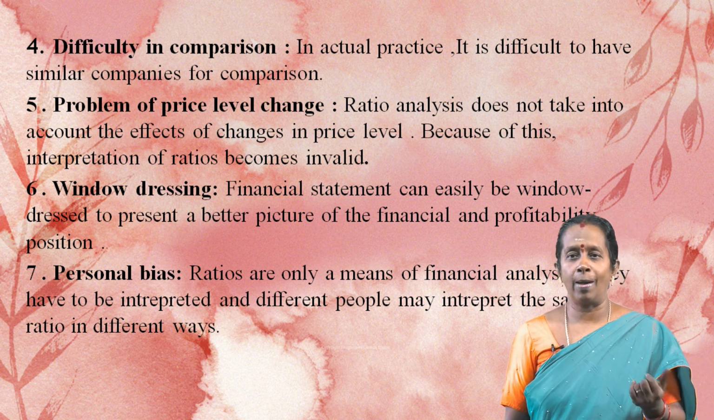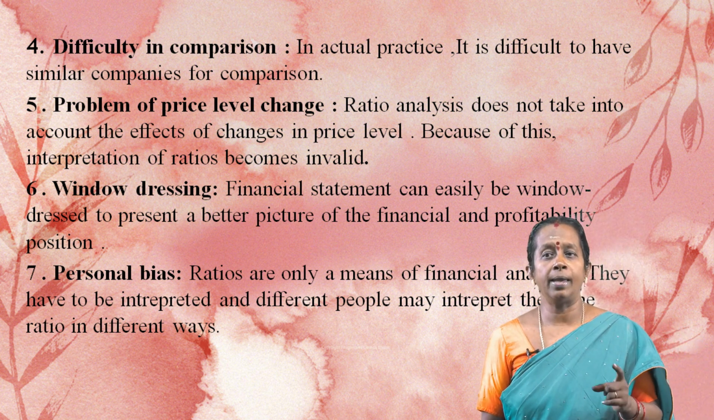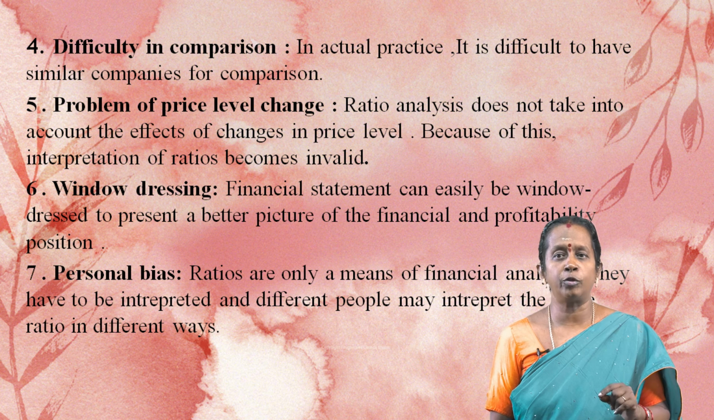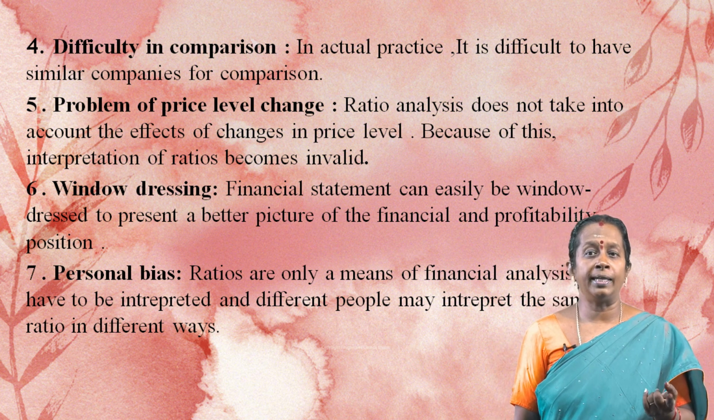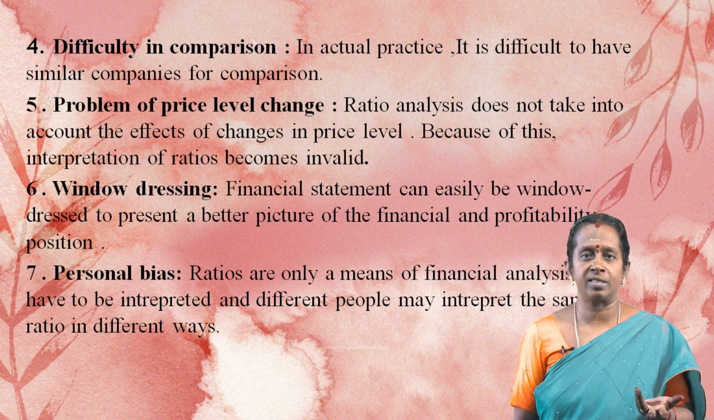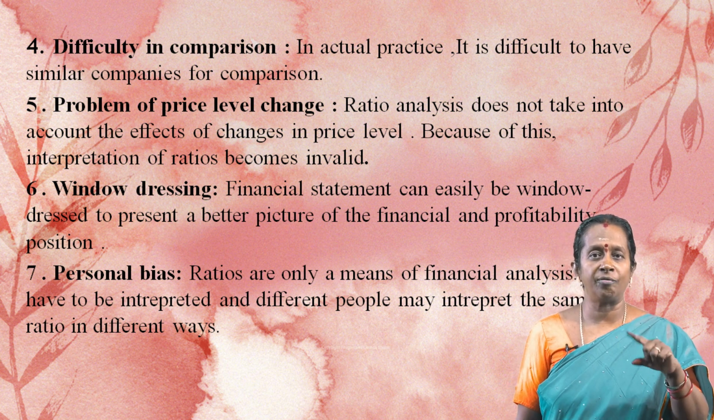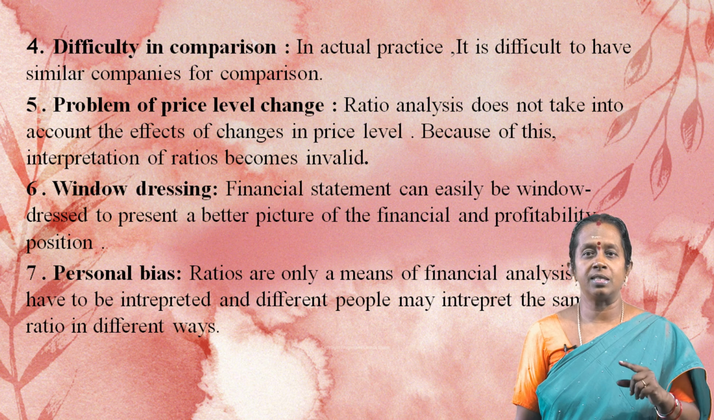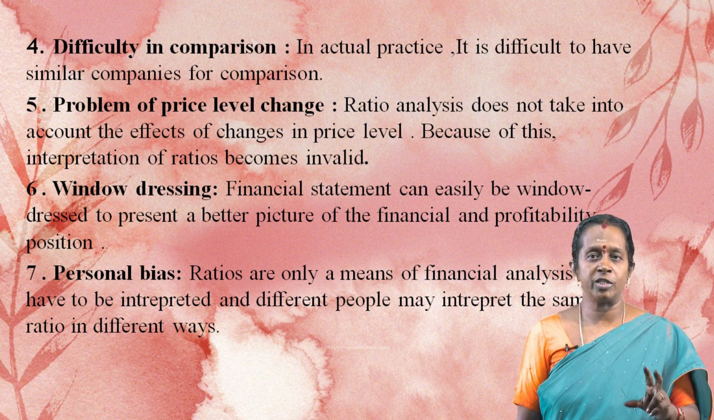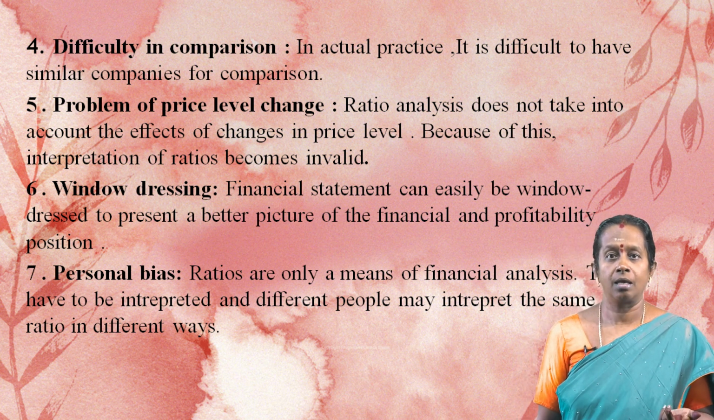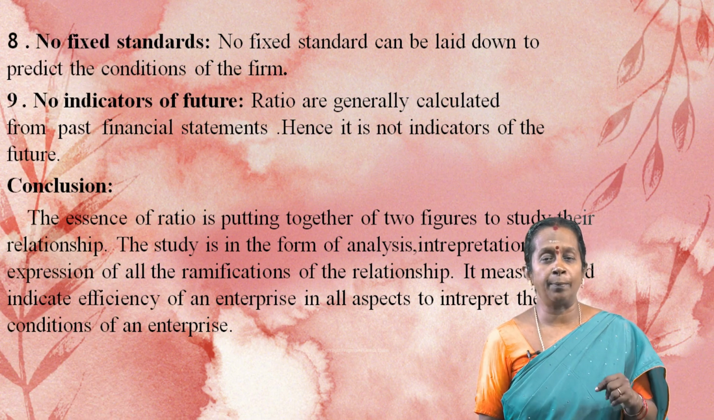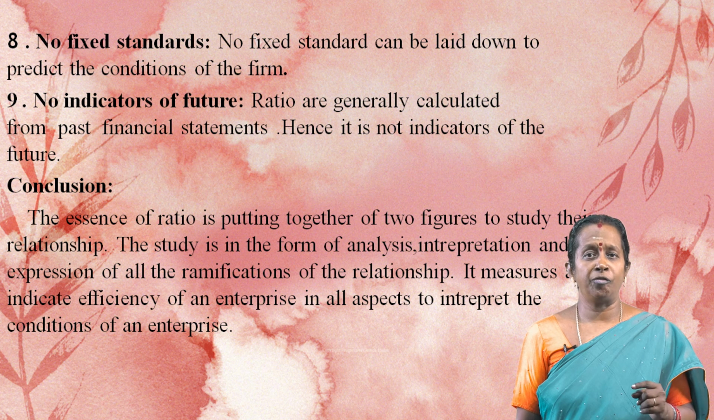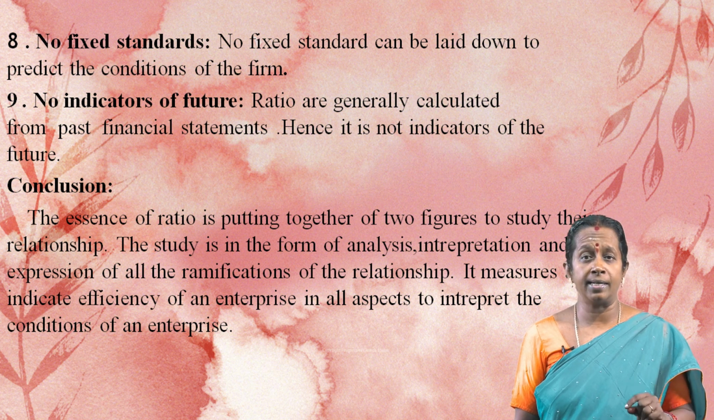Next one is personal bias. Here, ratios are only a means of financial analysis. They have to be interpreted, and two different people may interpret the same ratios in different ways. Hence, the assumptions vary from one person to another. This is considered the limitation with reference to personal bias. Next one is no fixed standards. No fixed standards can be laid down to fix the efficiency of the organization. Hence, it is considered one of the limitations.